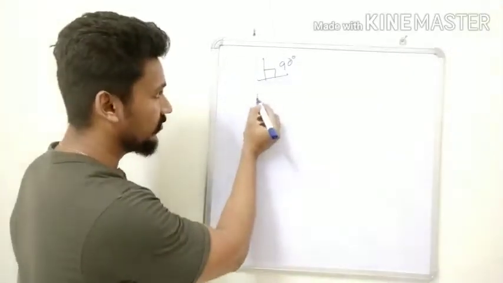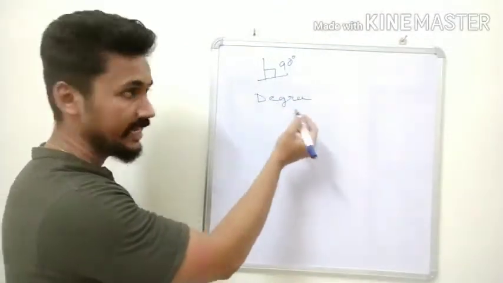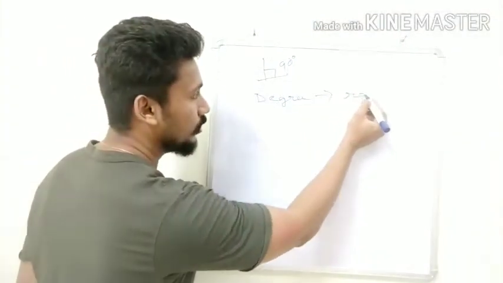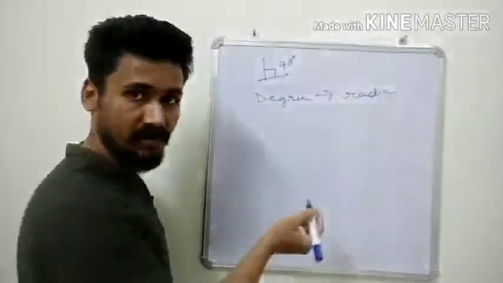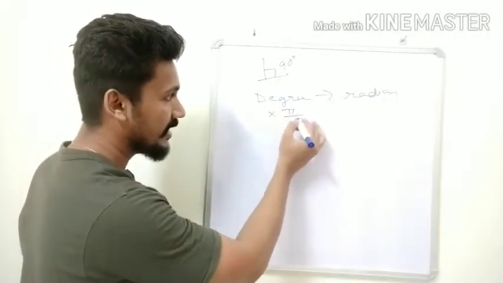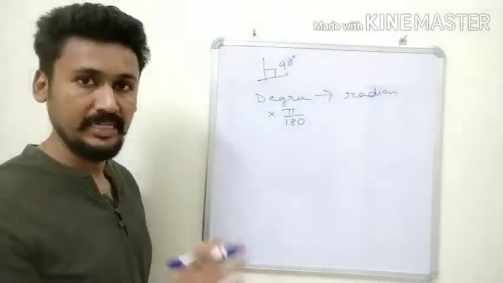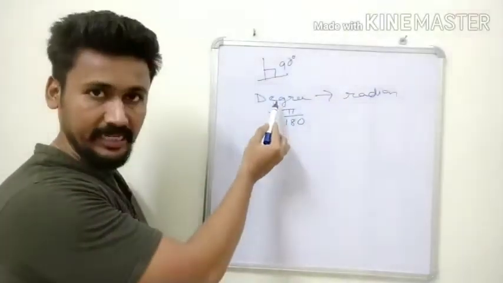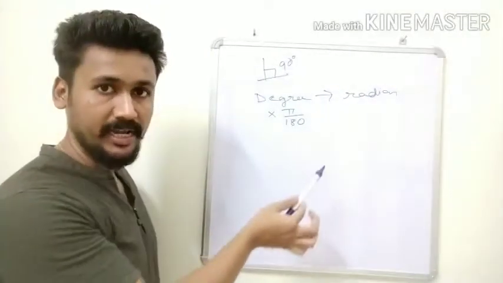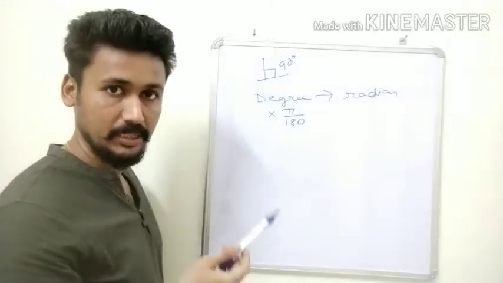If you want to convert any angle which is given in degrees into radian, how do you convert? Simply you multiply it by pi divided by 180. Okay, as simple as that. If an angle is given to you in degrees and you want to convert it into radian, simply multiply that angle by pi by 180. So how do we do it?